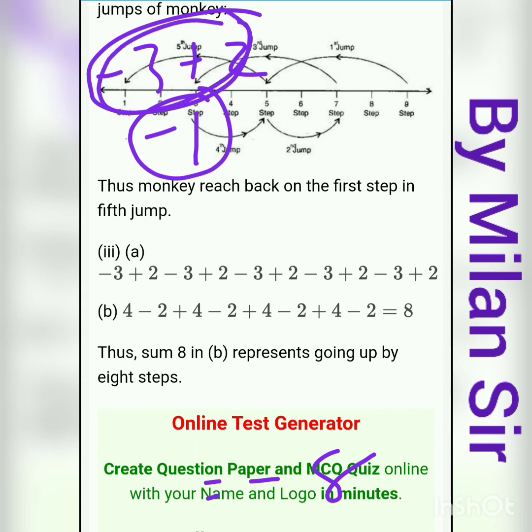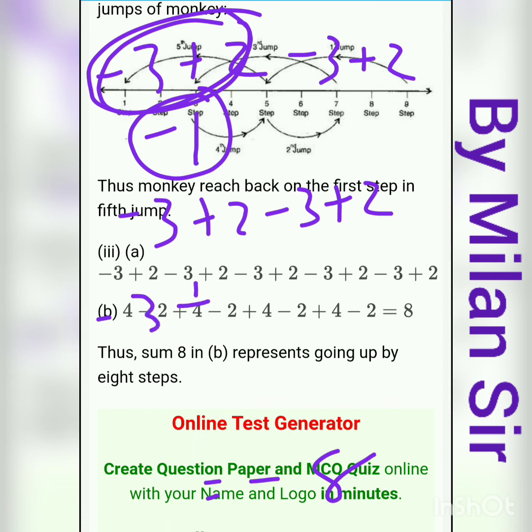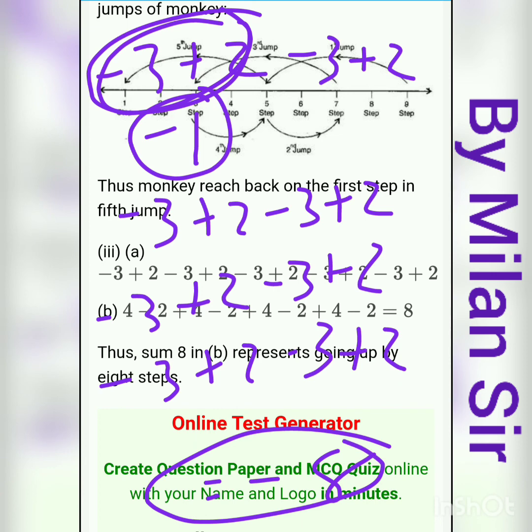This is first time, then second time minus 3 plus 2, third time minus 3 plus 2, fourth time minus 3 plus 2, fifth time minus 3 plus 2, sixth time minus 3 plus 2, seventh time minus 3 plus 2, and this is 8th time minus 3 plus 2. So the sum of this is minus 8. In this way we can find the answer. In each step we get the answer minus 1, right? So total 8 times we need to repeat this step.